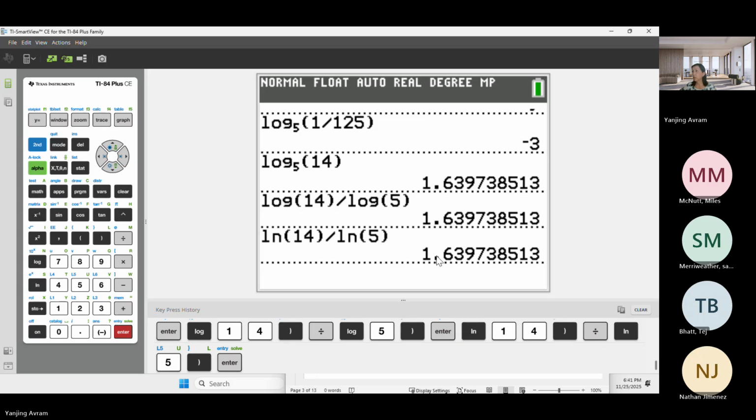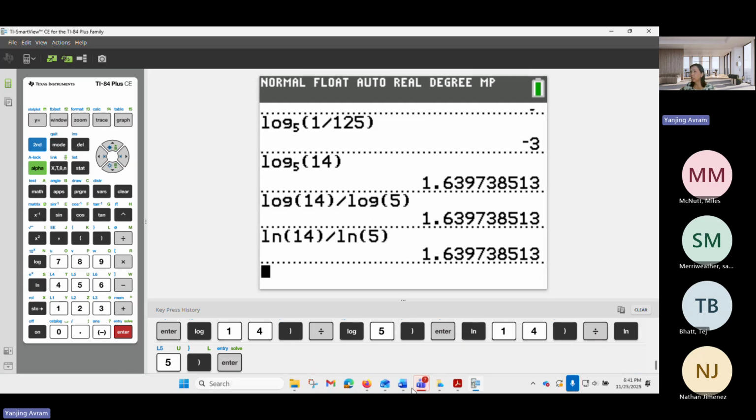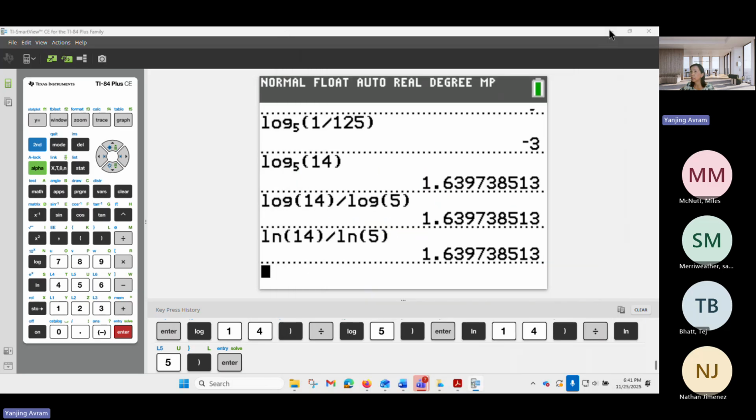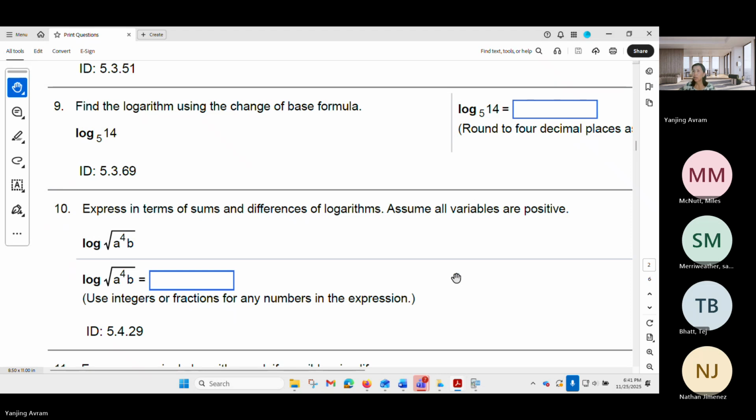Look at it. So that means you can change it into any other base as long as the numerator and denominator have the same base. They are all equal. So that is called the change of base formula. You can change it into any base. Any question about number 10?